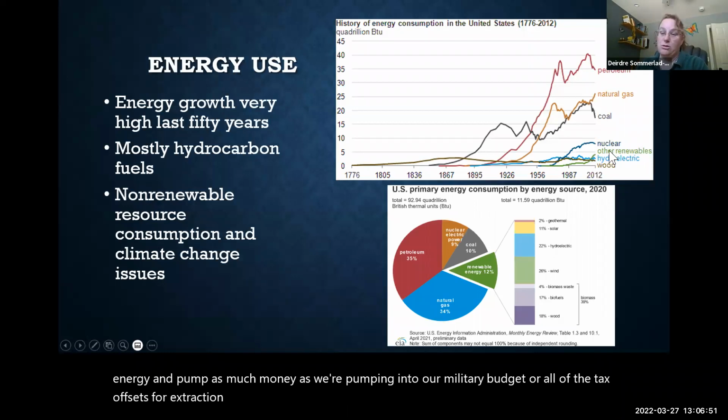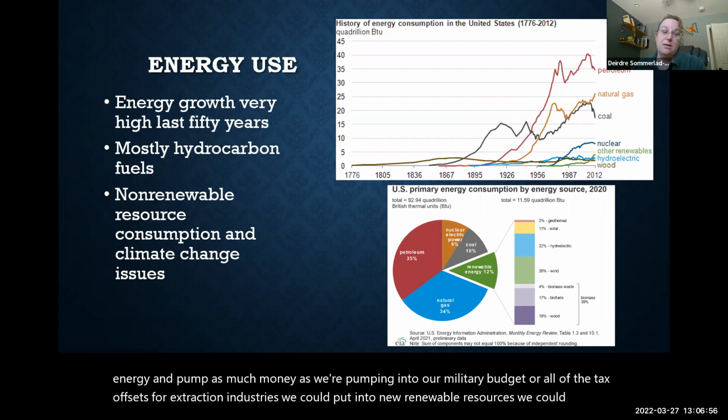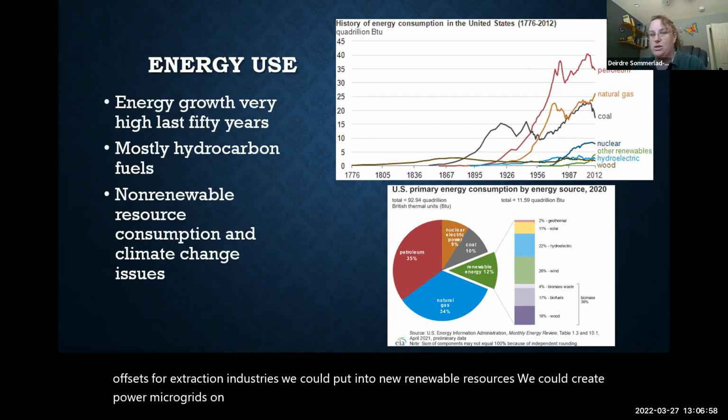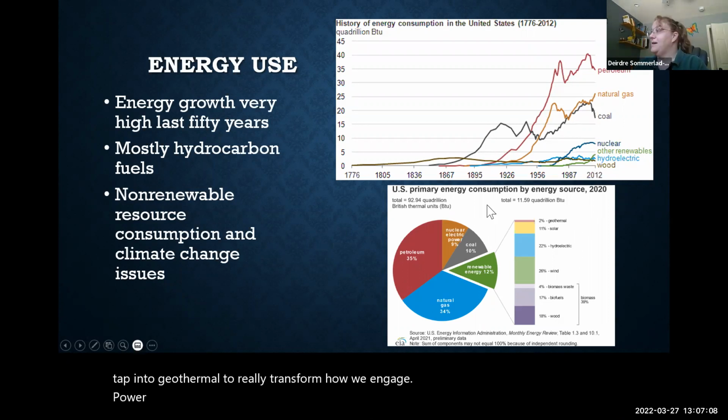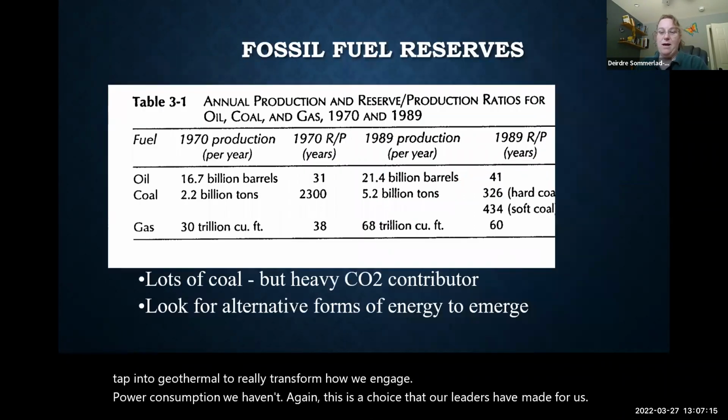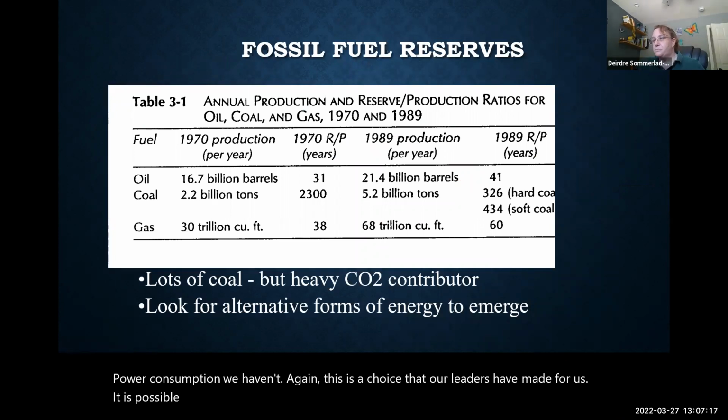We could put into renewable resources. We could create power microgrids on every home and use the sun and wind in most places, as well as really tap into geothermal to really transform how we engage in power consumption. We haven't, again, this is a choice that our leaders have made for us. It is possible to go a different direction.